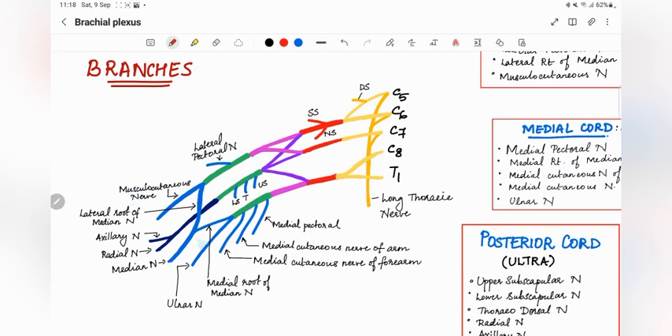From the medial cord we have five nerves: the medial pectoral nerve, the medial root of the median nerve, then the medial cutaneous nerve of the arm and the medial cutaneous nerve of the forearm, and then finally the ulnar nerve. Then from the posterior cord we have five nerves again: the upper subscapular nerve, the lower subscapular nerve, the thoracodorsal nerve, then the radial nerve and the axillary nerve. Now, five of the most important nerves that we must remember while studying the upper limb are the musculocutaneous nerve, the median nerve, the radial nerve, the axillary nerve and the ulnar nerve. All five are branches of the brachial plexus.